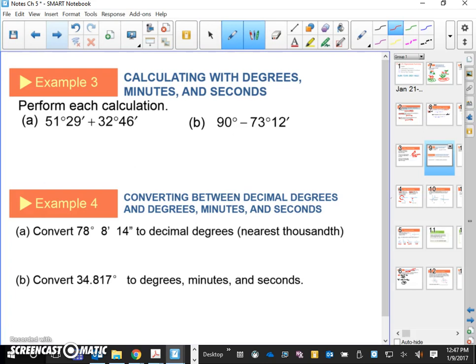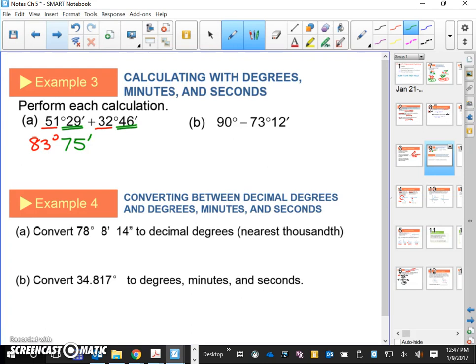But in order to do this calculation, let's just add like terms. Not like algebra, add like terms. Let's add the degrees. 51 degrees plus 32 degrees is 83 degrees. Easy enough. Do the same thing for the minutes. You have 29 minutes plus 46 minutes is 75 minutes. We're not allowed to stop there, because it's kind of weird to say 75 minutes. If I said class was dismissed in 75 minutes, most of us are going to translate that to an hour and 15 minutes.